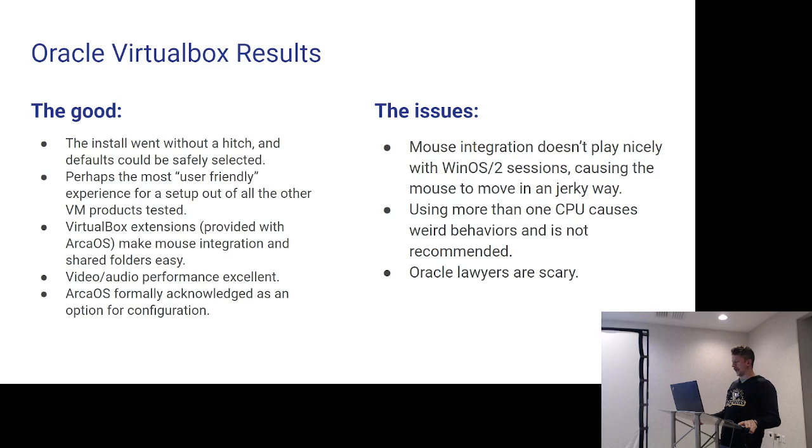Some of the issues I encountered, they weren't a huge deal, but just something to consider. Mouse integration doesn't play nicely with WinOS2 sessions. It could cause the mouse to move in a jerky way. And I don't know if it has something to do with the tracking or how it does mapping one-to-one with the host mouse and with the VM.